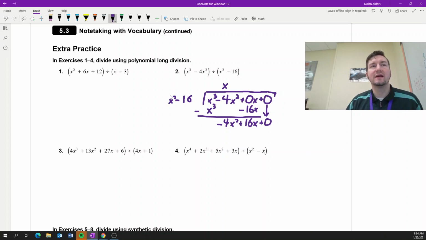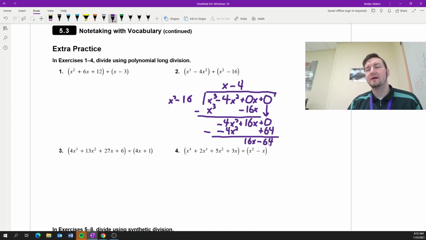So what times x squared gives you a negative 4x squared? And of course, that would be a negative 4. So negative 4 times x squared is negative 4x squared. Negative 4 times negative 16 is, oh great, I think that's 64. Positive 64. Again, we have to match these up with like terms. Positive 64 will go right here. And then we subtract. The negative 4 minus the negative 4 is 0. 16x minus 0 is 16x. 0 minus 64 is negative 64.